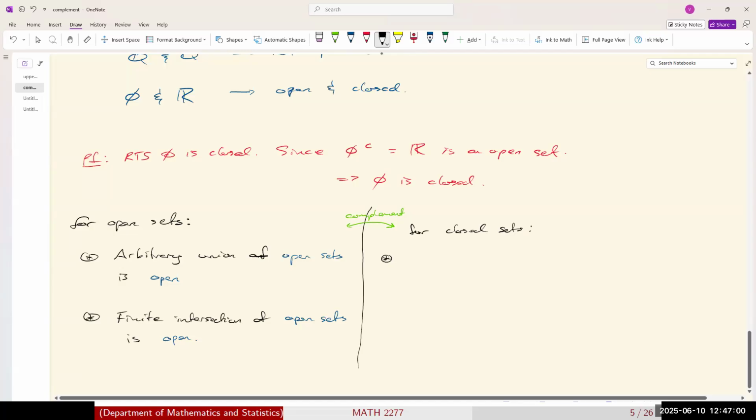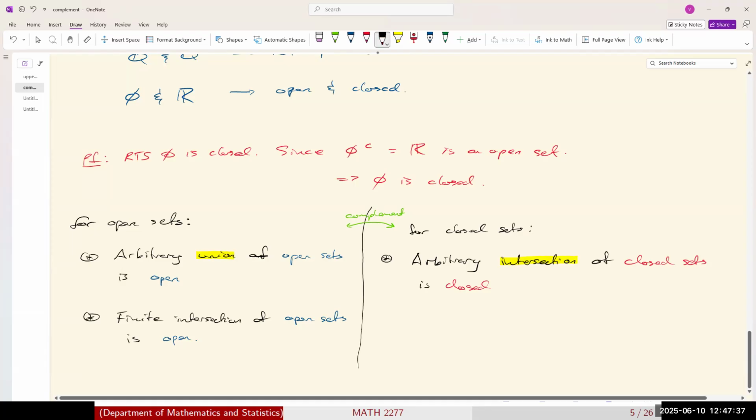They are complements of each other. So for closed sets, the arbitrary, not union, what is the complement of union? Intersection, right? So on the side of closed sets, you have intersection. So over here is the arbitrary union. For closed sets, the arbitrary intersection of closed sets is closed. Right? It's closed.